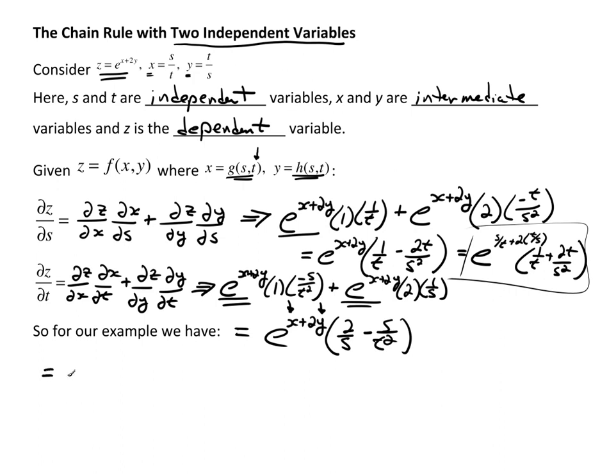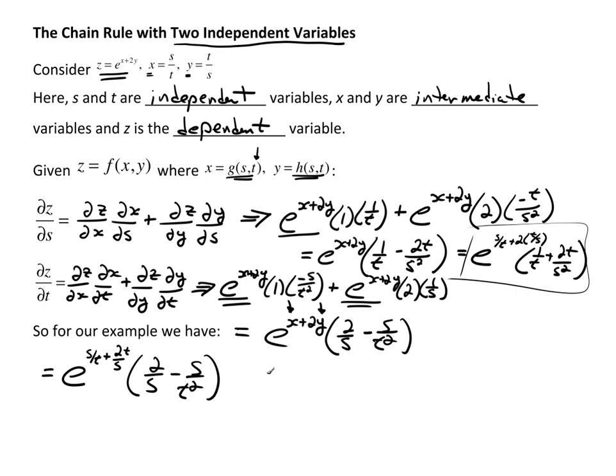So this is going to be equal to e to the, x was s over t, so let's raise to the s over t, plus 2 times y, which is t over s, so I'm going to write it as 2t over s, times 2 over s minus s over t squared.